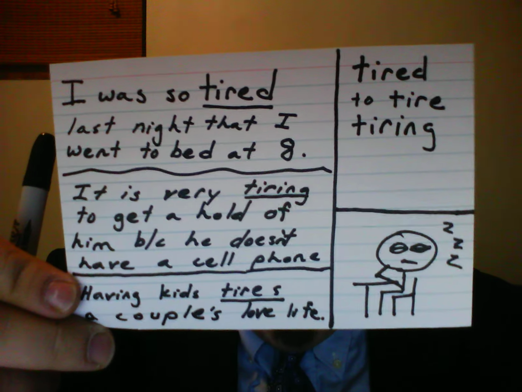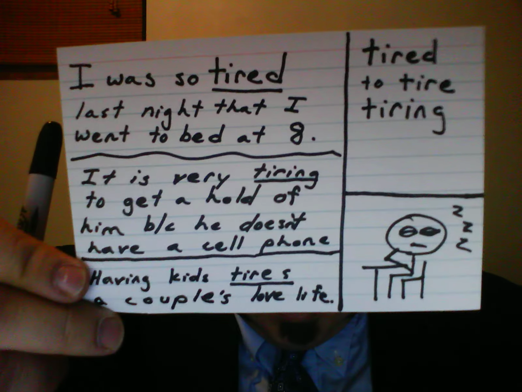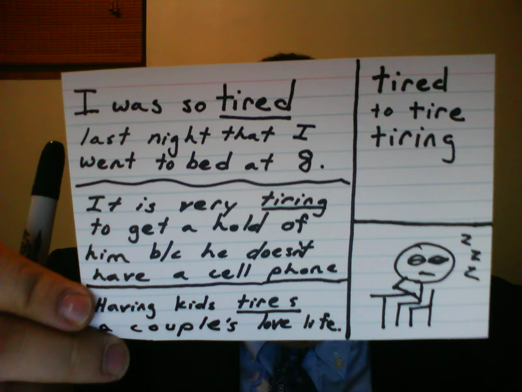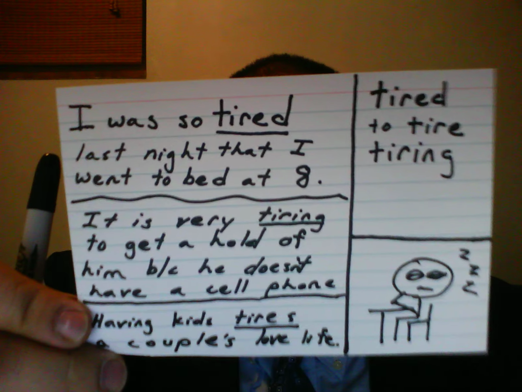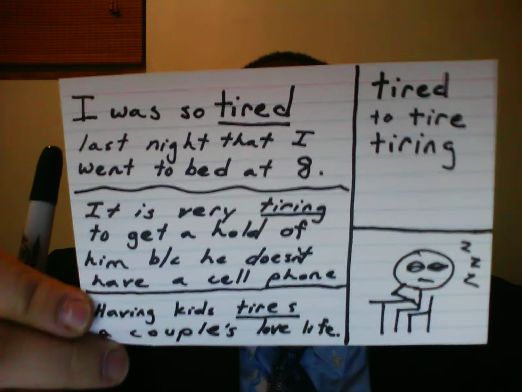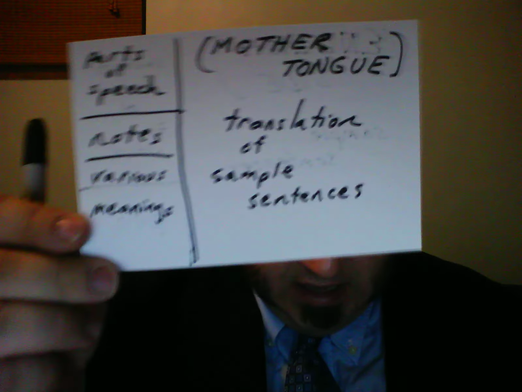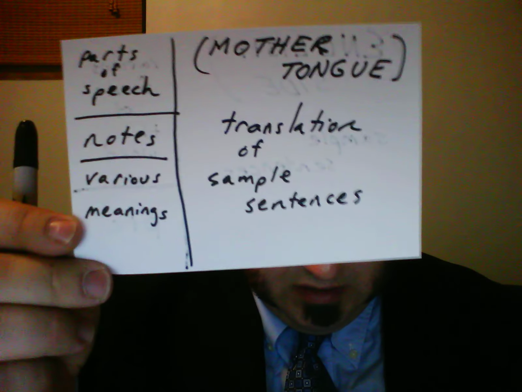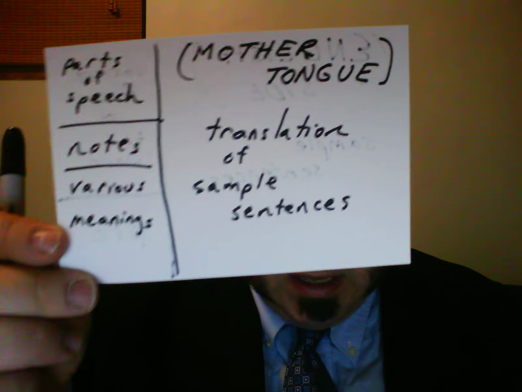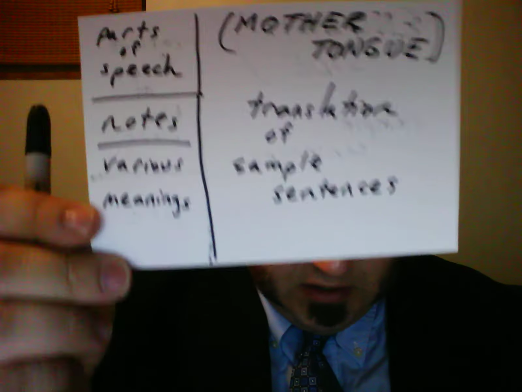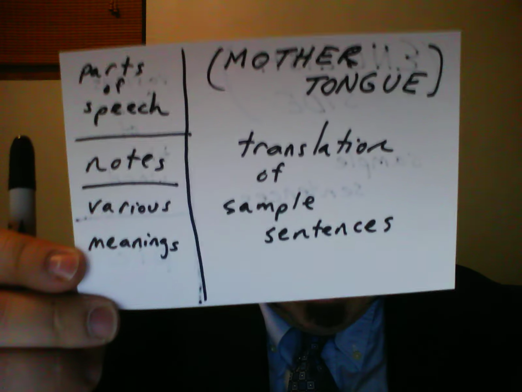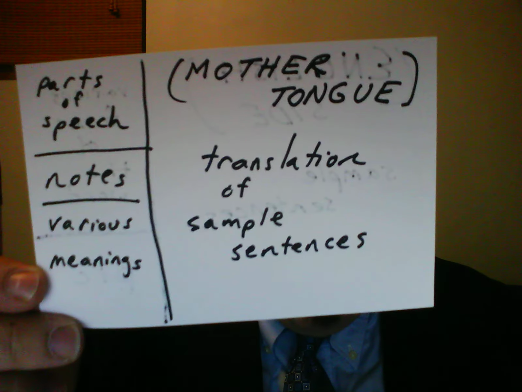So here you see this is our English side completed. Of course, like I said, it can vary, but just for now, this is what it can look like. Alright, now to the back side. The back side is the L1 or the mother tongue. On the back side, you want to write the parts of speech, maybe some notes, and the various meanings. Also, you want to put a translation of the sample sentences.